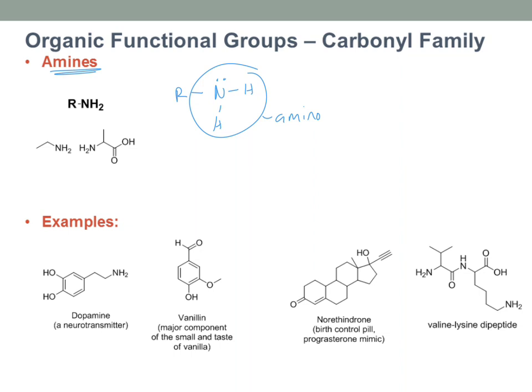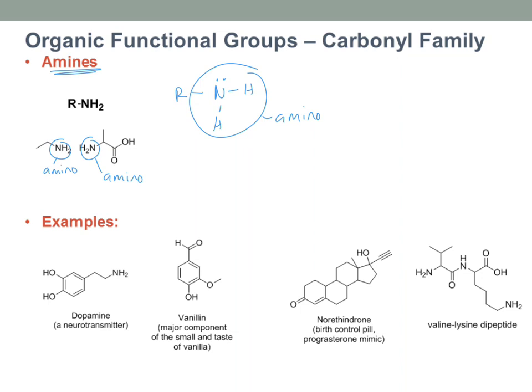There are multiple types of amines. We are not going to talk about primary, secondary, tertiary amines for this class, so you don't need to worry about that stuff. I just want you to know what an amino group is. So this molecule is just ethylamine, and I see that there's an amino group on it. And here is alanine, which is an amino acid, and it has an amino group on it also.